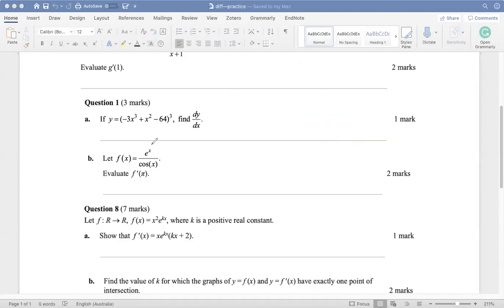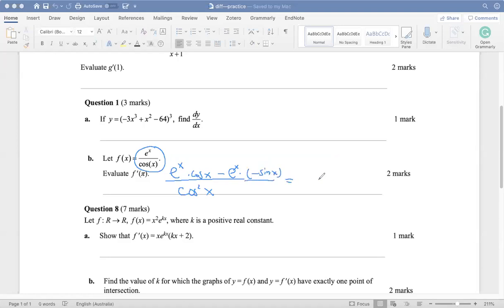And for this one, again it's the quotient rule. So my denominator will be cos squared x. My numerator will be u dash, which is e to the x times cos x, because the derivative of e to the x is still e to the x, minus u, which is e to the x, times v dash. So the derivative of cos x is negative sine x.